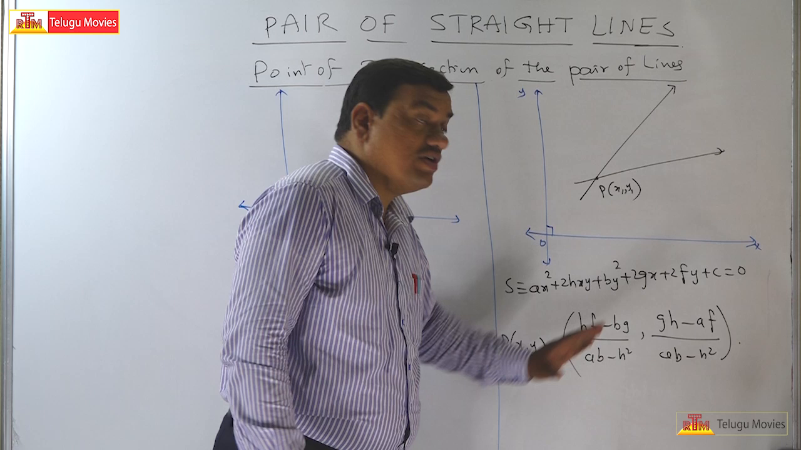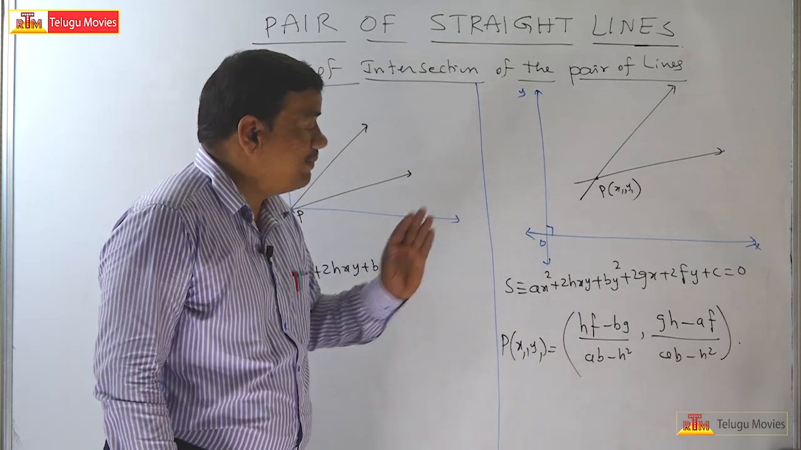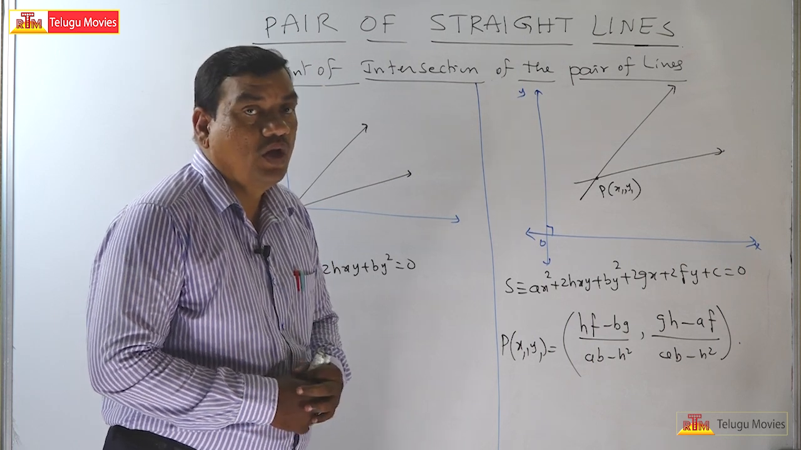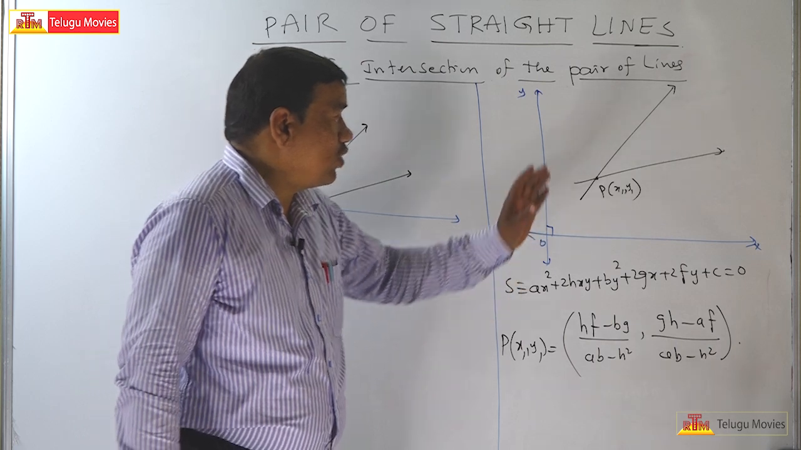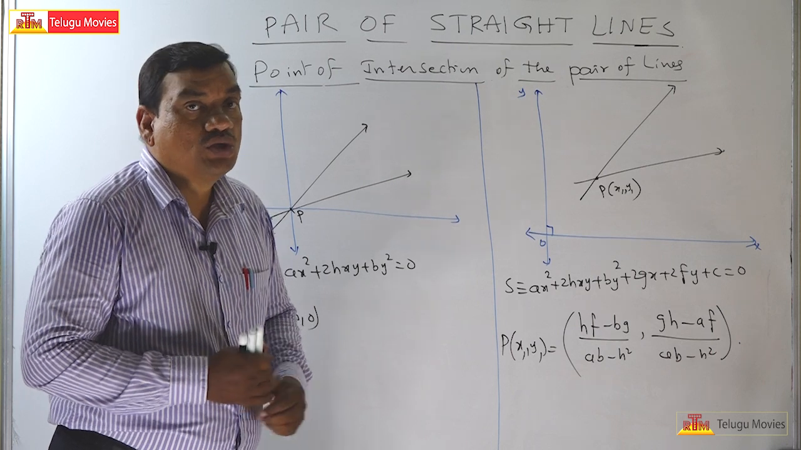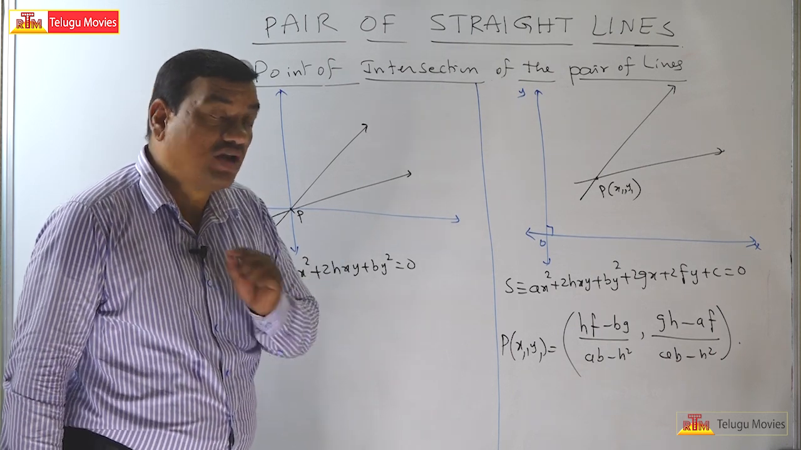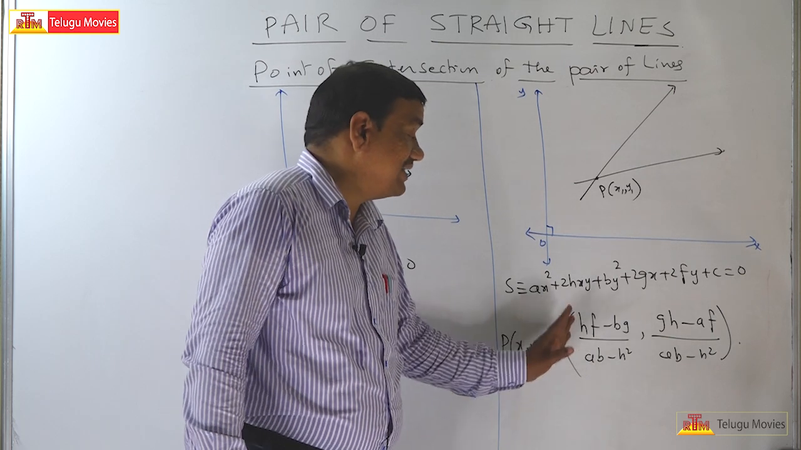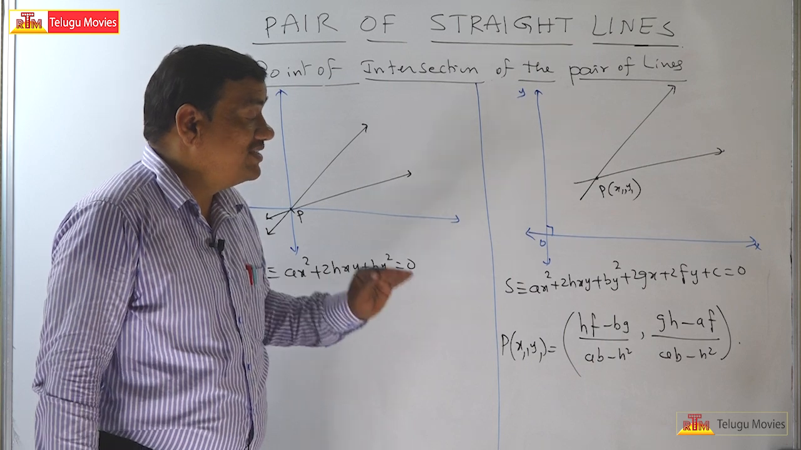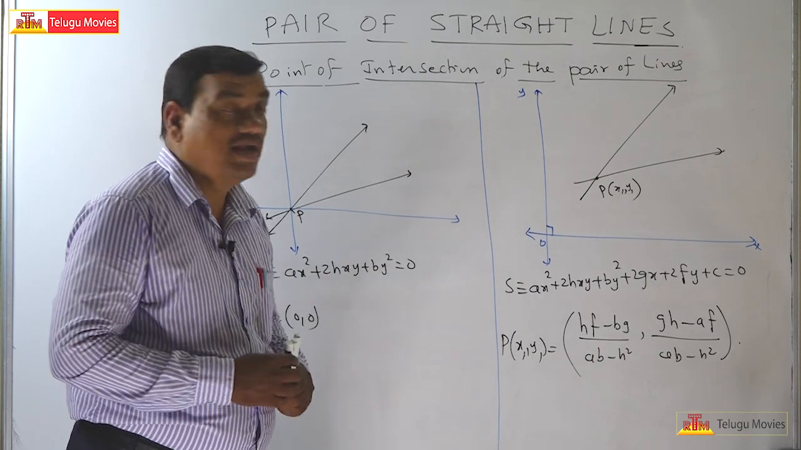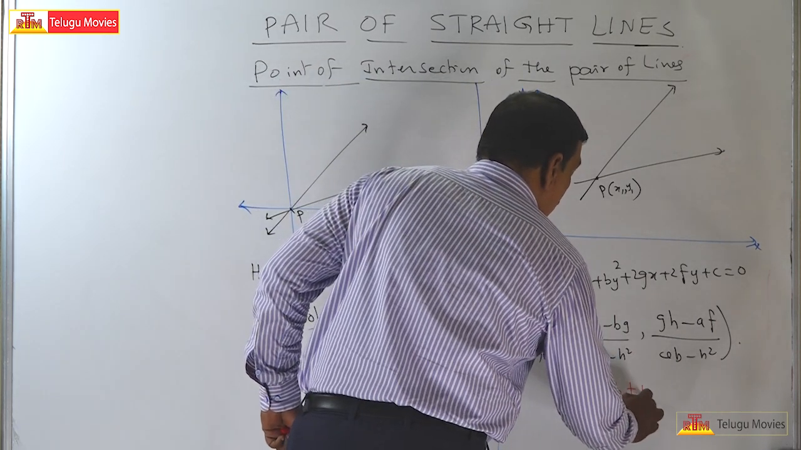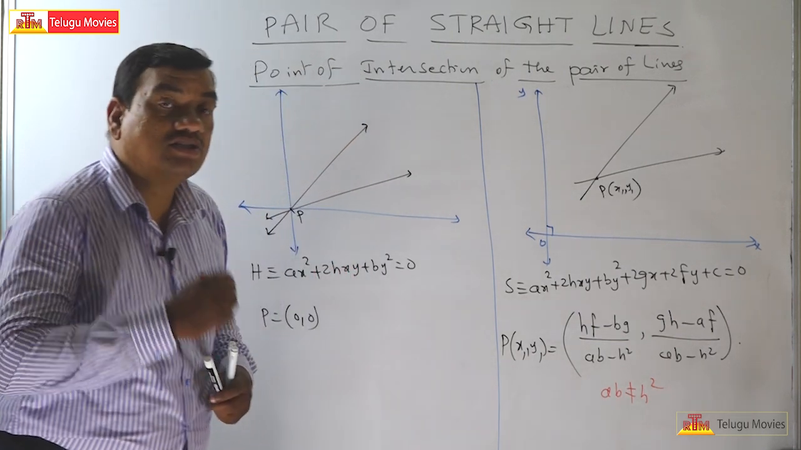If the equation is ax square plus 2hxy plus by square plus 2gx plus 2fy plus c is equal to 0, then the pair of lines does not pass through the origin. Their point of intersection is x1 comma y1. If you want to know the x1 and y1 coordinates, the formula is (hf minus bg) upon (ab minus h square), comma (gh minus af) upon (ab minus h square). Here the condition is ab is not equal to h square.